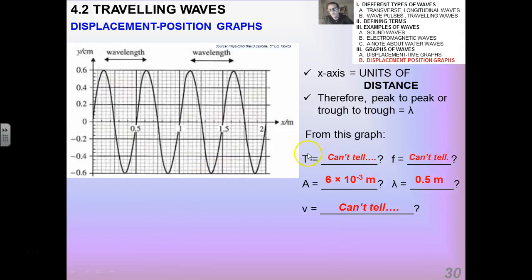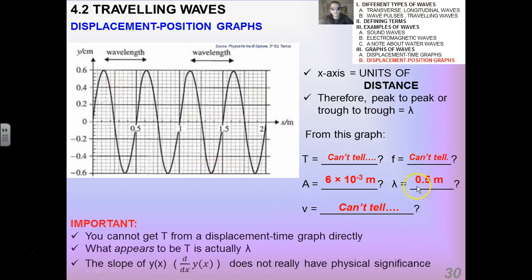Now, it turns out that you can't tell what the period is, not directly from this graph. You need more information, and therefore you can't tell what the frequency is. You can obviously tell what the amplitude is. You can figure out the wavelength, but again, you can't figure out v even though you have the wave equation, because you have v equals f lambda and you only know one of the 3 unknowns.